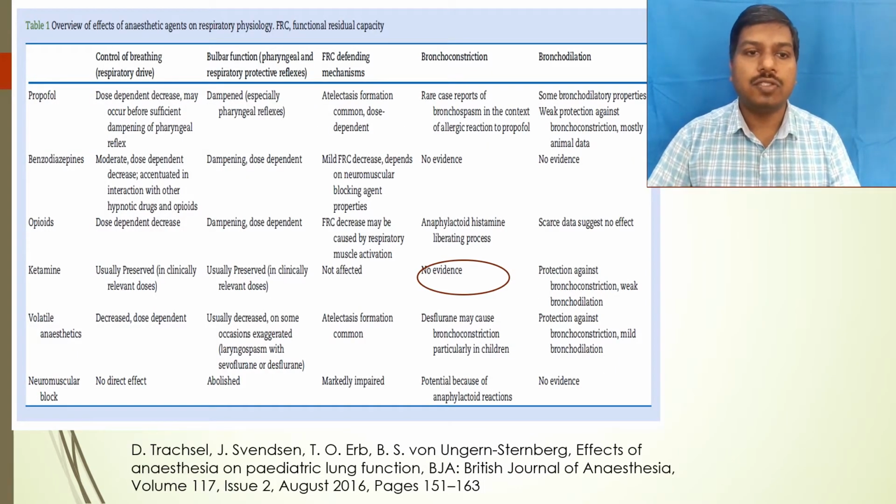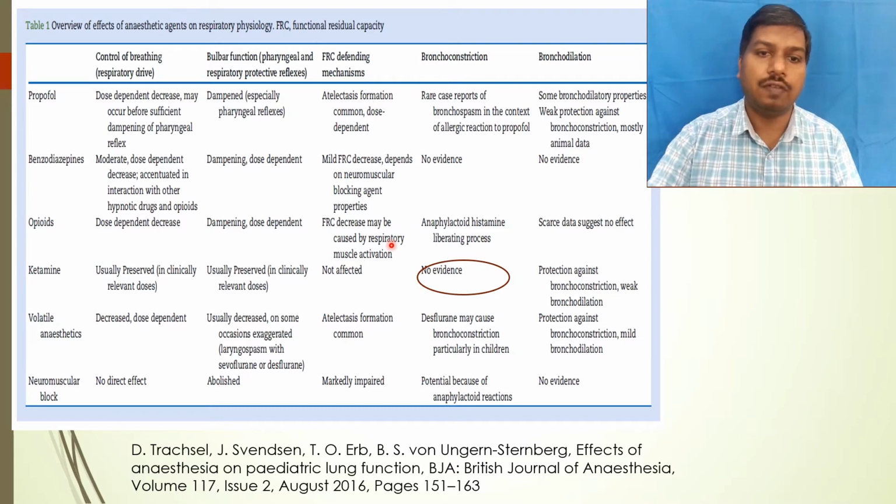So this is a table showing the effects of various anesthetic agents on lung physiology. You can see here that ketamine has the least influence on lung physiology, especially the functional residual capacity.